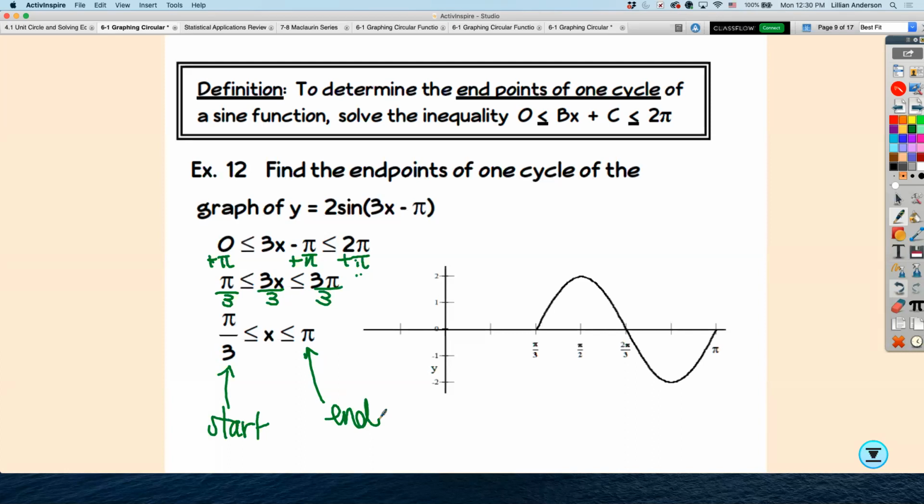Okay? Essentially, take whatever's inside the parentheses, put it in between 0 and 2 pi, our normal endpoints, and then solve for x, a compound inequality. What was the phase shift of this problem?